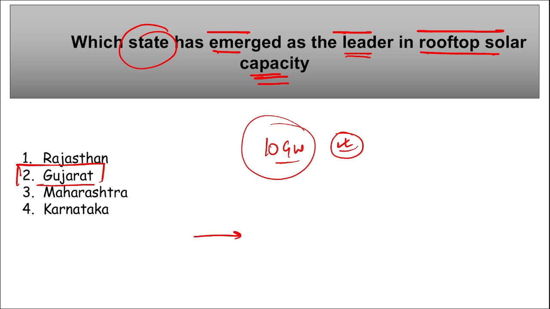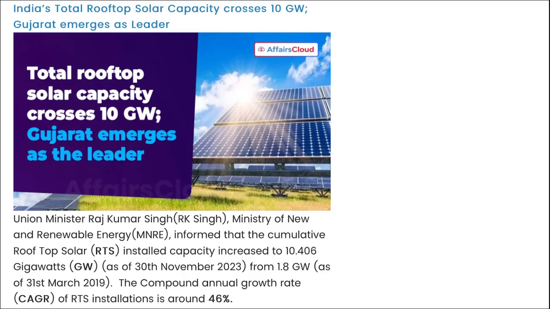And if we see the installations, the CAGR growth that we saw in the installation of this solar rooftop was almost 46%. Right? So it is Gujarat that has secured the top position or emerged as the leader in the solar rooftop capacity. Right, here you can see India's total solar rooftop capacity crosses 10 gigawatt and Gujarat has emerged as the leader here.